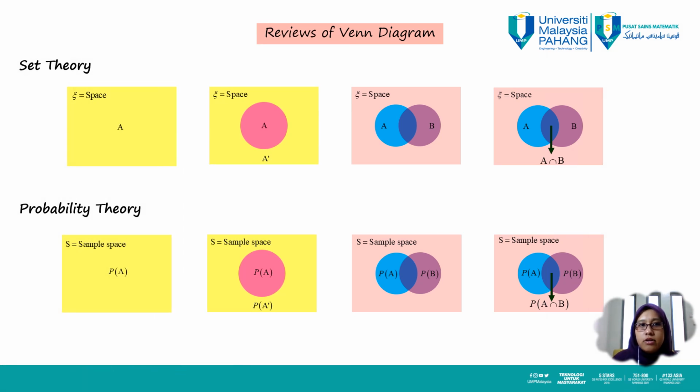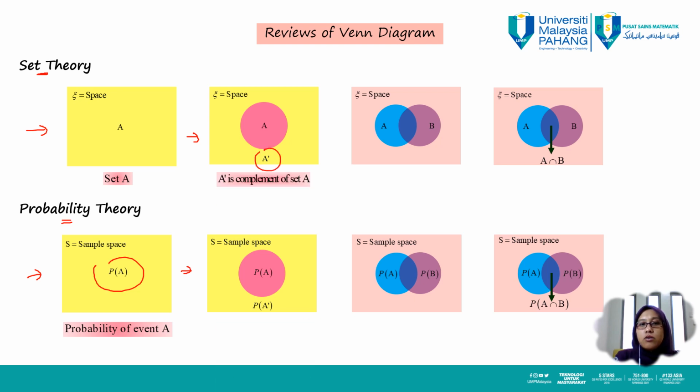Now, let's see the difference between set theory and probability theory. Here, the first row is about set theory, and the second row is about probability theory. The difference is, for set theory, we just use A, but for probability theory, we have the symbol P here. P means probability. The same goes for the second picture: A prime is the complement of set A, and for probability, P(A prime) is the probability of the complement of event A.